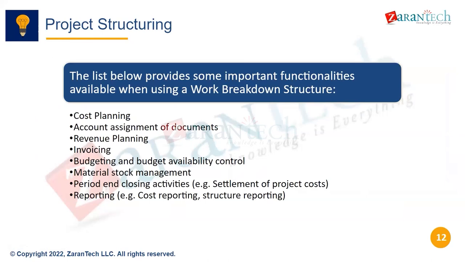Now, when we do a WBS structure, what features are available with it? We can carry out cost planning. There are a few cost planning methods which we can carry out using WBS, and there are more methods for network activities. We'll have a look at that. You can do account assignment of purchase orders or sales orders. We can carry out revenue planning, billing, invoicing, then budget and budget availability control. As I was telling, one WBS element is like one internal order, so budget and budget availability control is done at a WBS element in SAP PS.